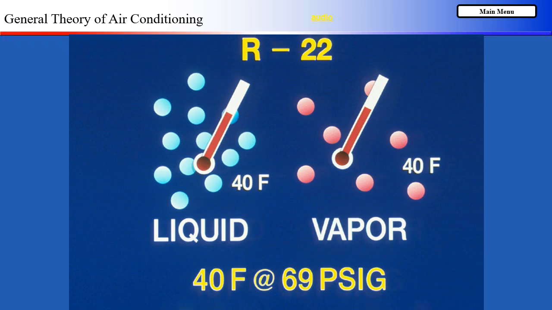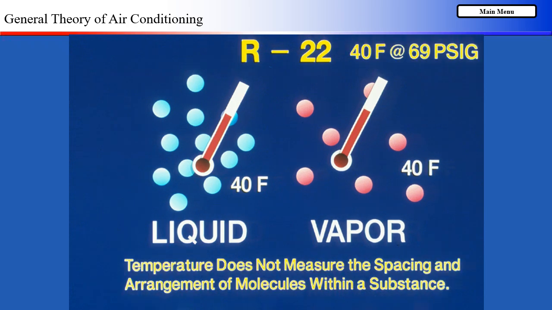The change of state causes a big change in spacing and arrangement, but very little change in the velocity of the molecules. A great deal of heat is required to achieve this new spacing and arrangement of molecules, but it doesn't show up on the thermometer.